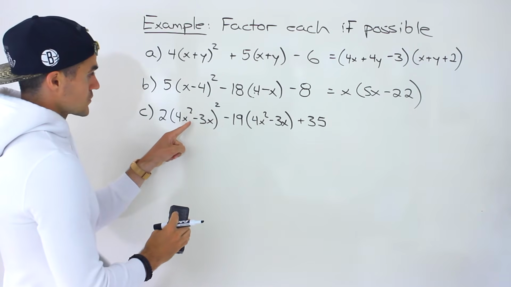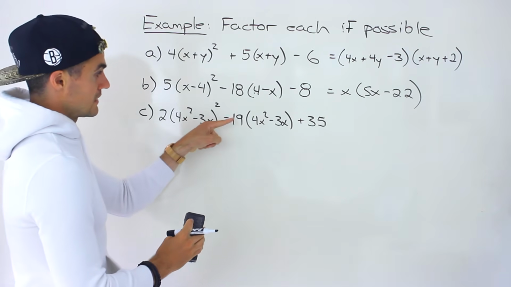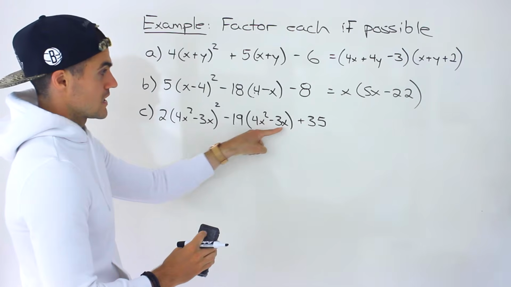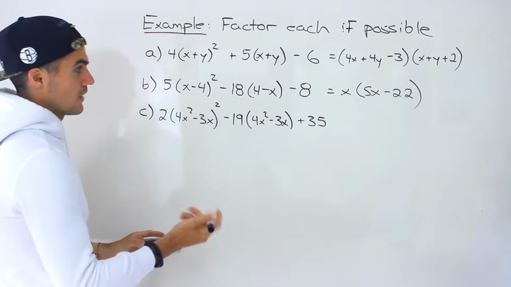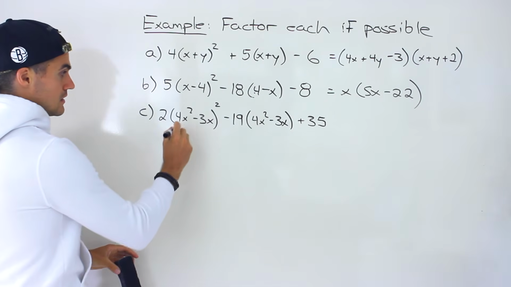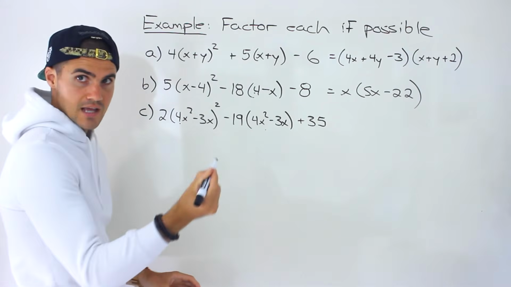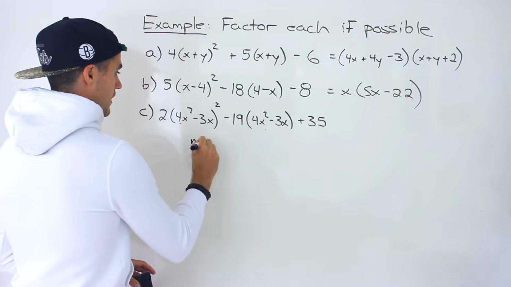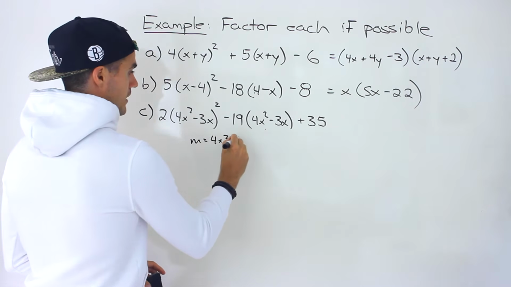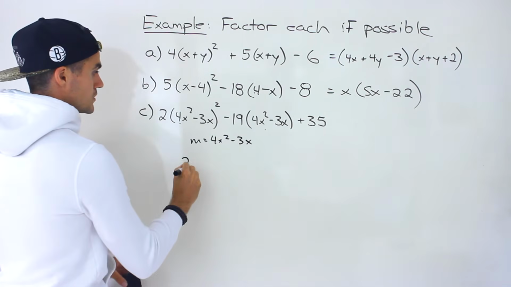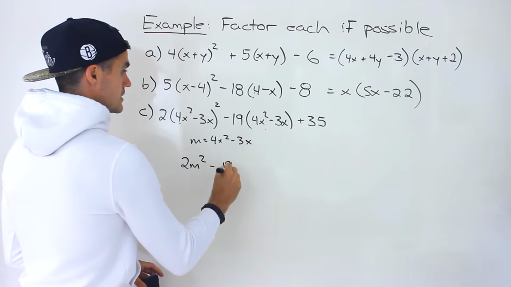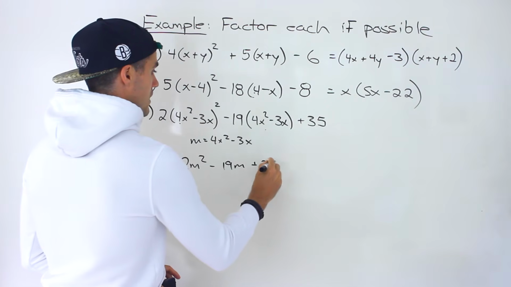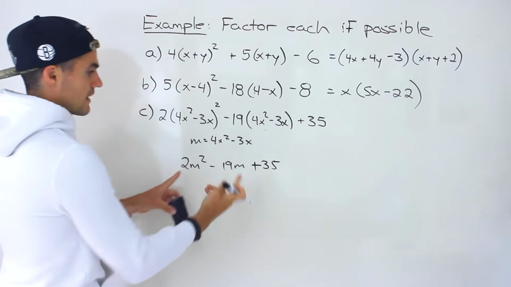2 bracket 4x squared minus 3x minus 19, 4x squared minus 3x plus 35. As you can see, this bracket is the same. So let's introduce a variable, m equals 4x squared minus 3x. Then we end up with 2m squared minus 19m plus 35. And then we can factor this.